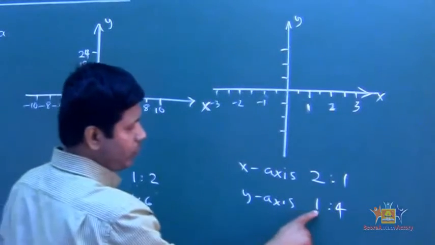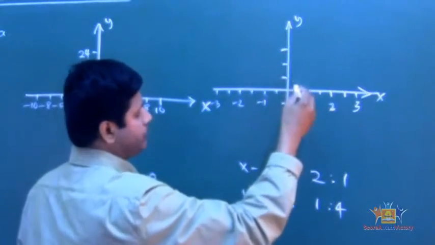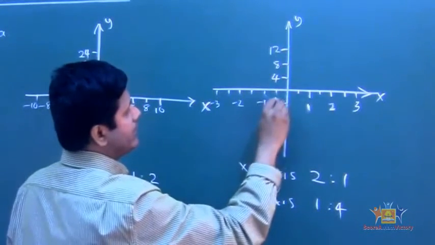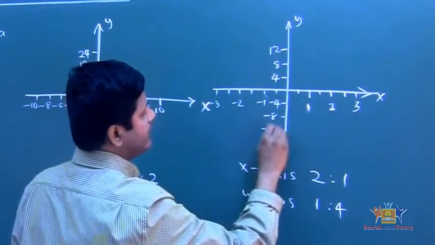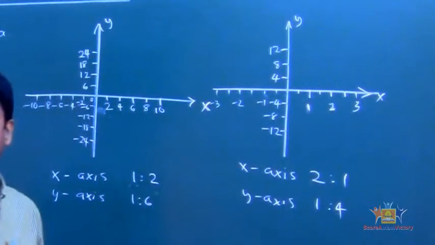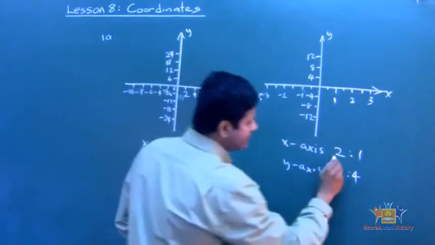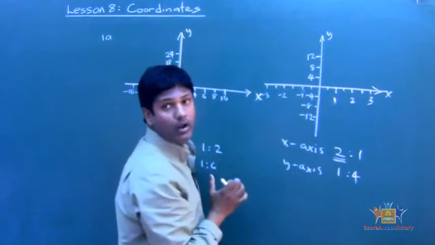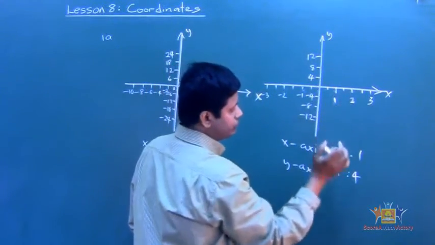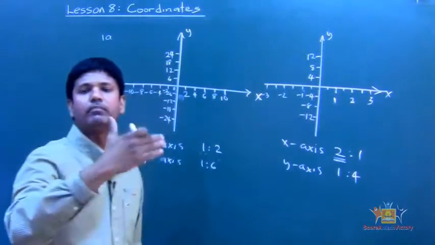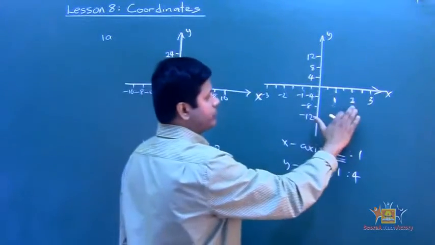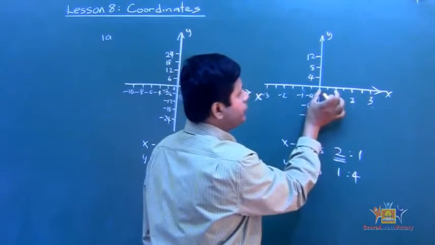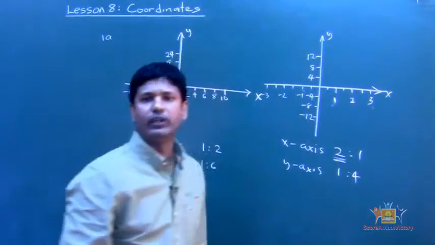Now look at this one, 1 to 4. That means each scale you just put 4: 4, 8, 12. Mirror it: negative 4, negative 8, negative 12. See that? Very important, this. That means 2 scales represent 1, and you're just adding 1: 1 plus 1 is 2, 2 plus 1 is 3, 3 plus 1 is 4. But you're giving 2 scales in between.